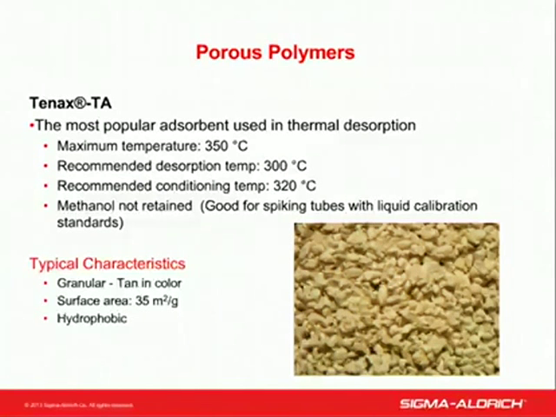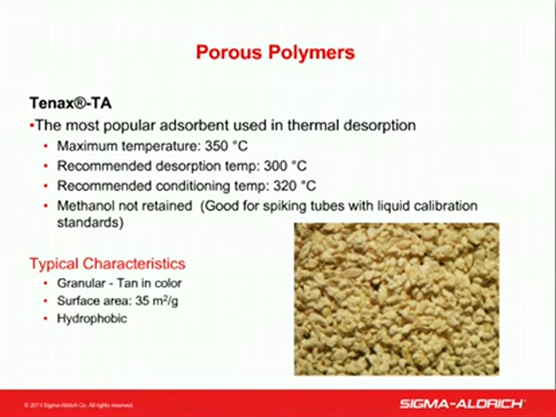First I'll cover the porous polymers. Porous polymers, or adsorbents, are generally granular in shape. All porous polymers can be considered hydrophobic, and oftentimes the porous polymers can have higher background contamination, making it sometimes hard to reach low part per billion detection limits.